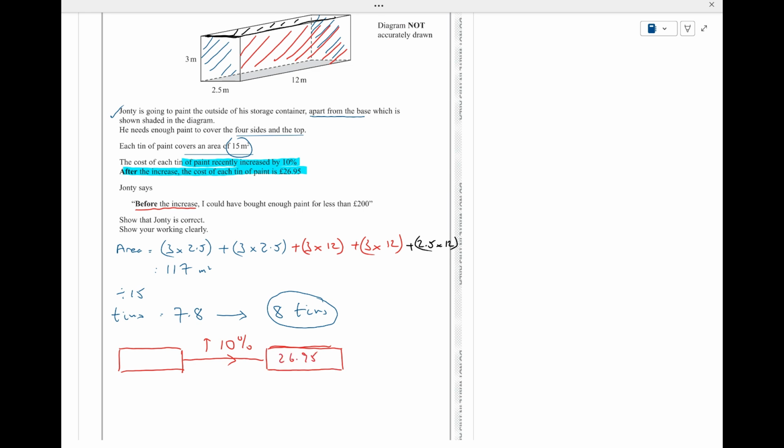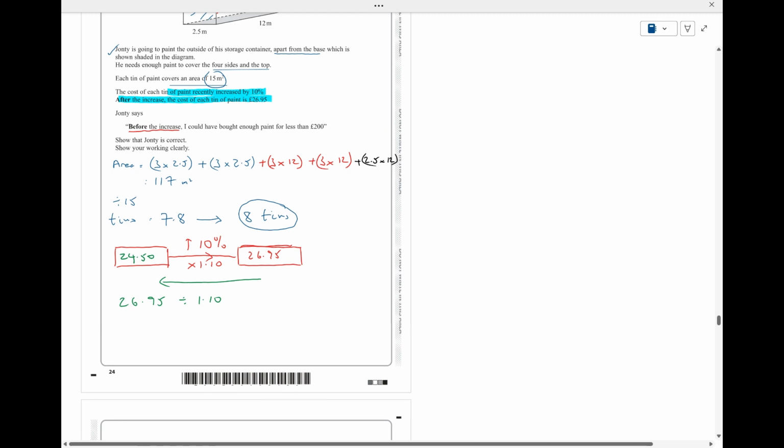So this is a reverse percentage change. To go forwards, I'd multiply by 1 point the increase. So to go backwards, I'm going to divide. So I'm going to do 26.95 divided by 1.10 to find out how much the paint cost before the increase. 26.95 divided by 1.10. So before the increase, the paint cost £24.50 a tin.